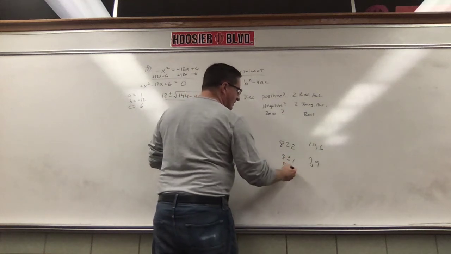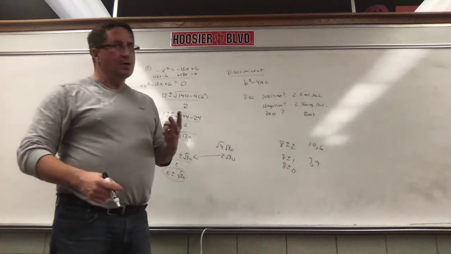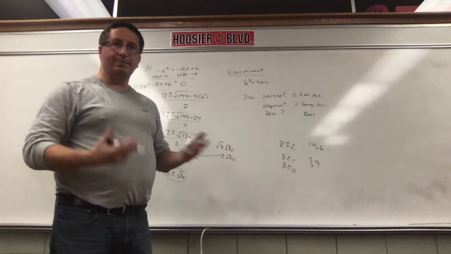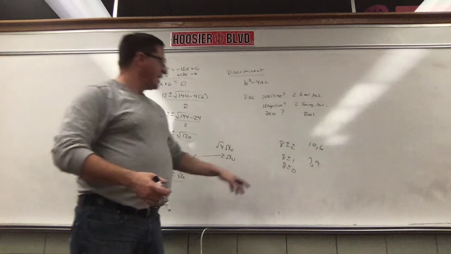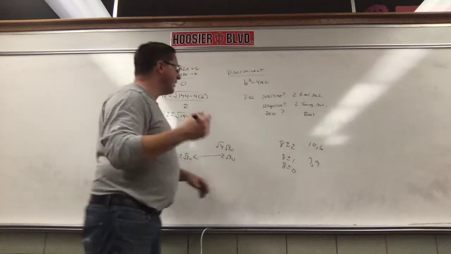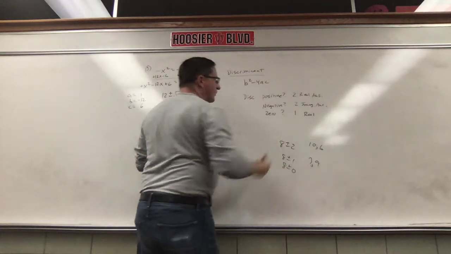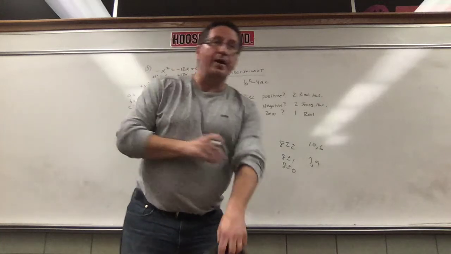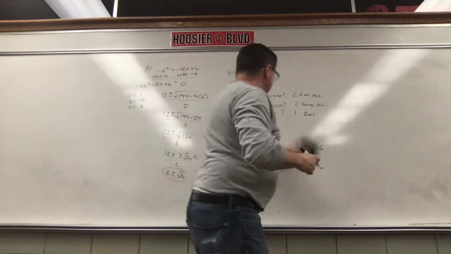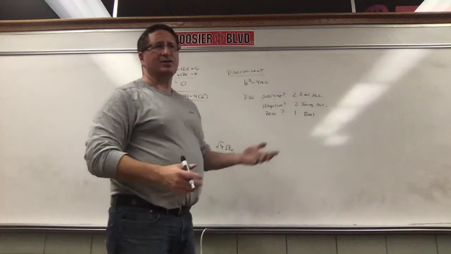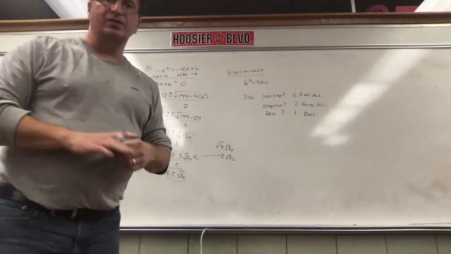But if I gave you 8 plus or minus 0, is that two numbers? No. It's only one number. 8 plus 0 is 8, and 8 minus 0 is 8. So if this is 0, it's only one number. So if the discriminant is 0, there's one real answer. We're done asking you what are the answers. They just want to know about how many answers, and what kind of answers.